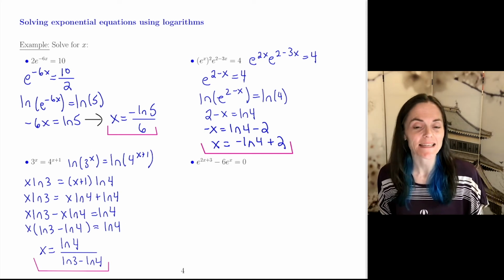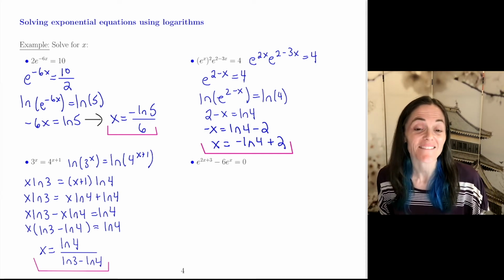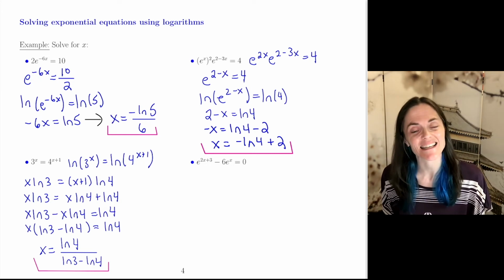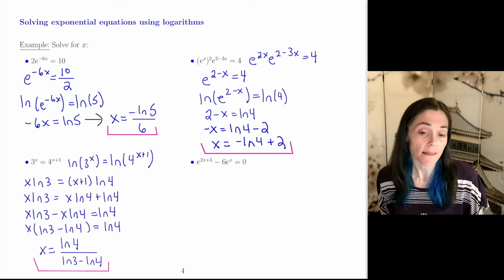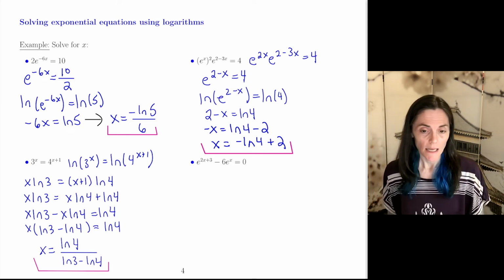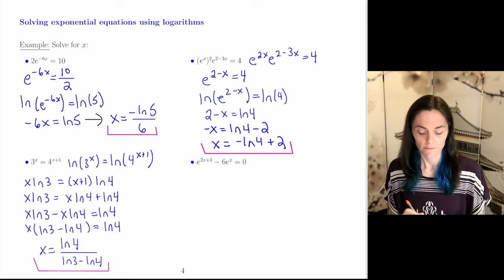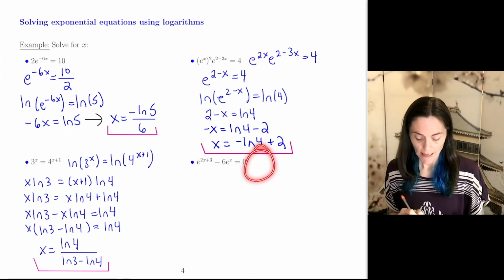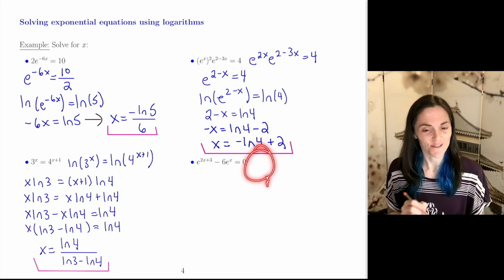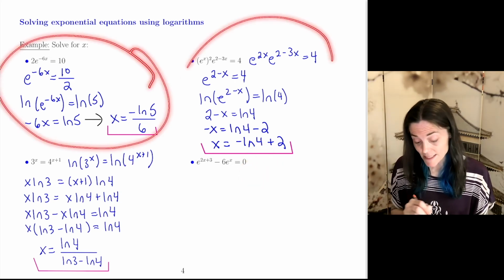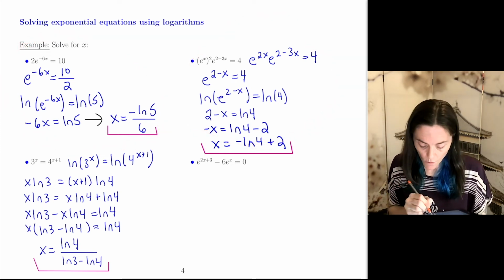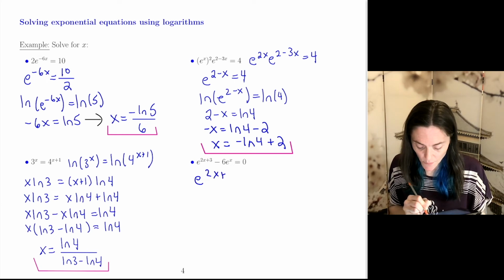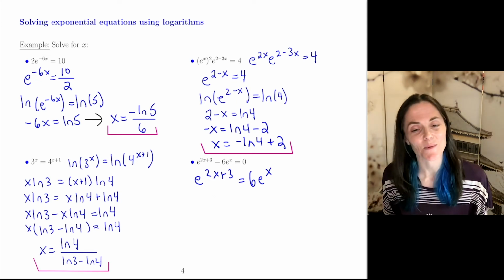Last one on this page, we have e to the 2x plus 3 minus 6 e to the x equals 0. So we have some choices here. I think the way that I'm going to approach this is just try to have exponential on one side, and then I will have the other term on the other side. Kind of, and very much in the spirit of these two, that's how I'm going to start off. So this would say e to the 2x plus 3 equals 6 e to the x. I just added that to both sides.